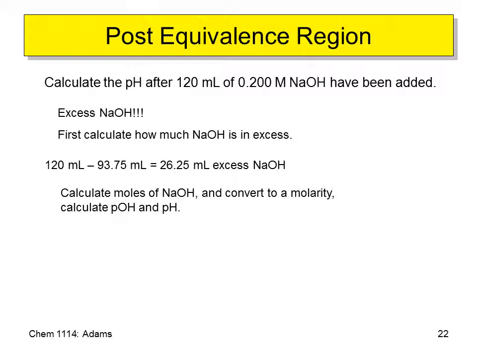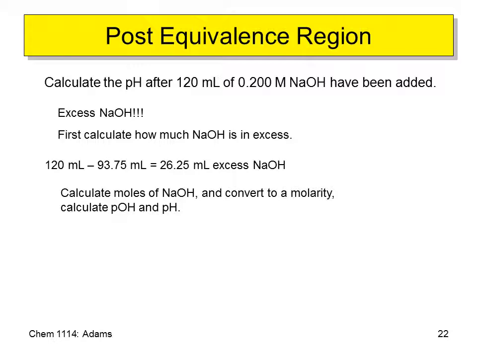Part E says calculate the pH after 120 milliliters of the 0.200 molar sodium hydroxide solution have been added. We have excess sodium hydroxide. It's a little bit simpler. We don't need to use ICE tables because with a strong acid and a strong base, there are no Kas, so we don't need to use the Ka. So the first step is let's figure out how much excess sodium hydroxide is present.